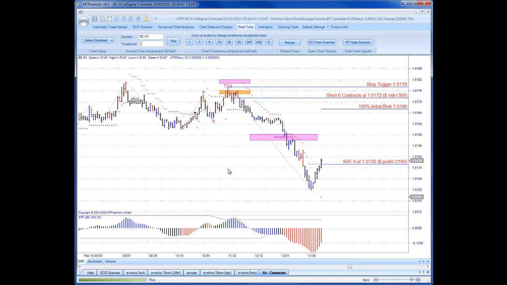But anyway, this was a trade that was sent in by one of our customers, and I thought it was a good one to share with you because it's a great example of a fully automatic MTPredictor trade setup on a currency. In this example, the 6C, which was the Canadian dollar against the US dollar on a 3-minute chart. And as you can see, it produced a great result with a trade that caught the decline beautifully and came out with a lovely plus 6R profit. So a great example of the standard automatic trade setups unfolding on currencies.